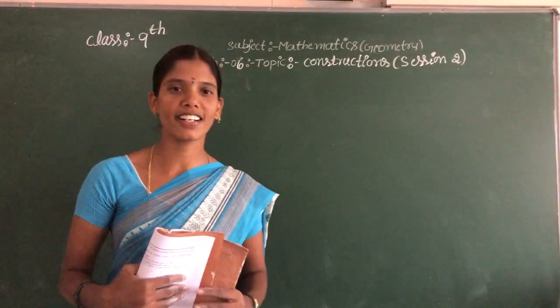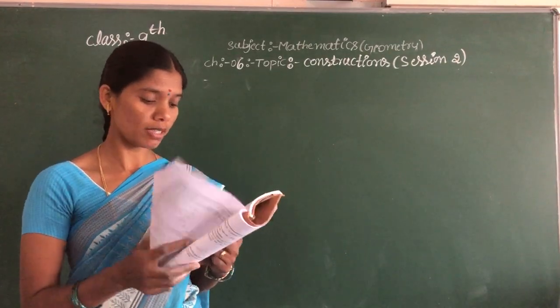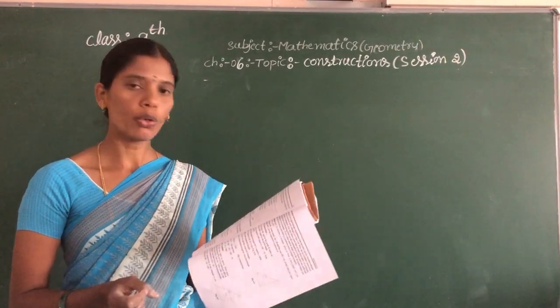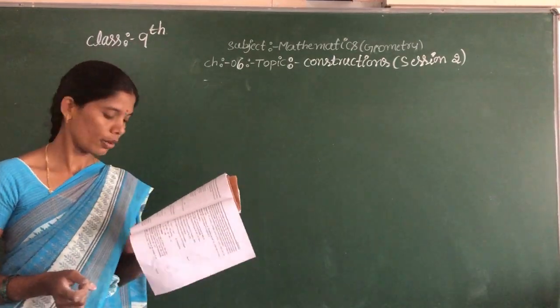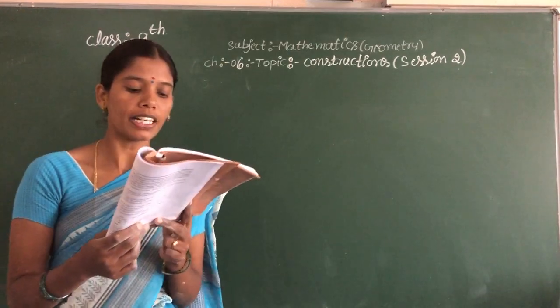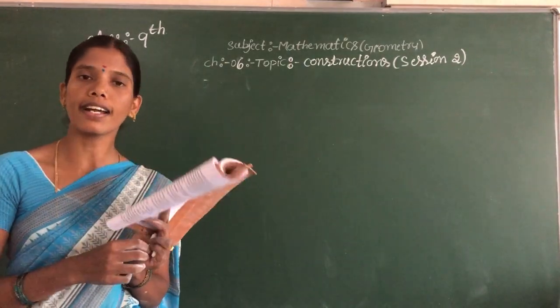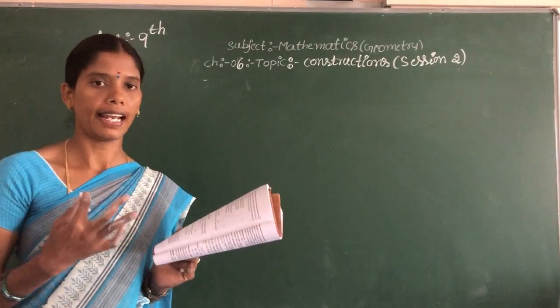In the previous class, we already studied some constructions. Children, the exercise problems are also homework. Do the homework; I hope you do it. Now, in this session, we will discuss some constructions of triangles. A triangle is a closed figure having three line segments.